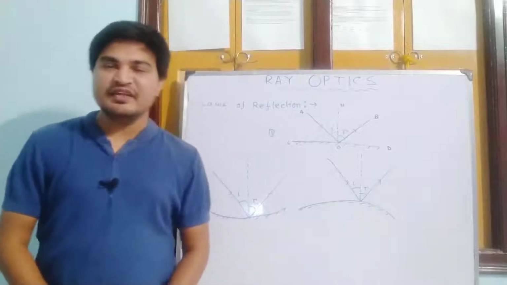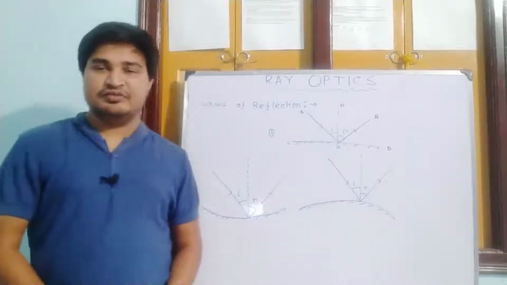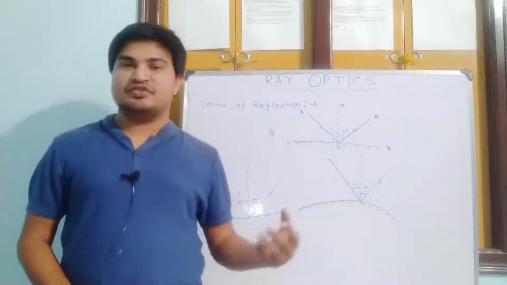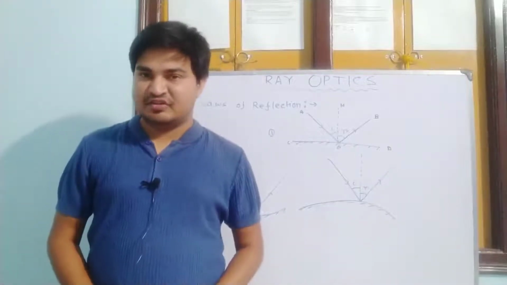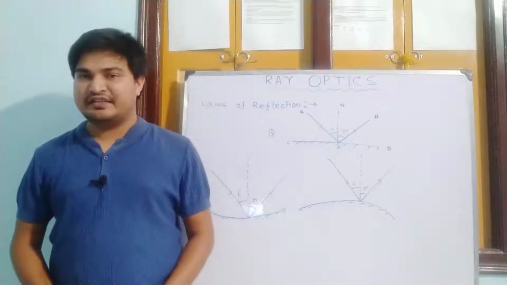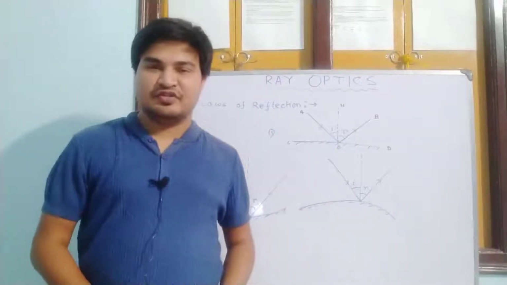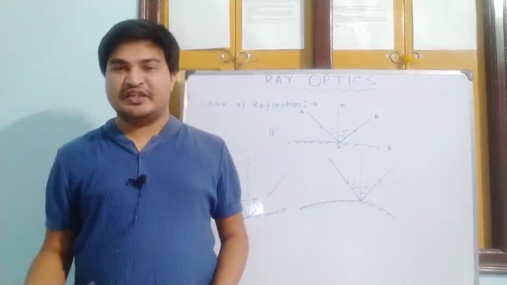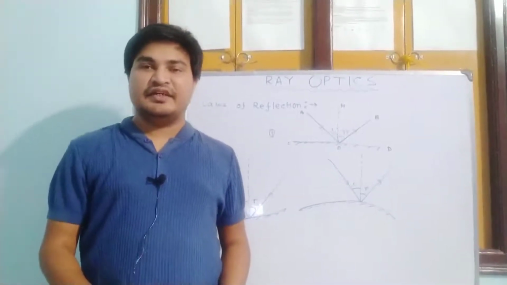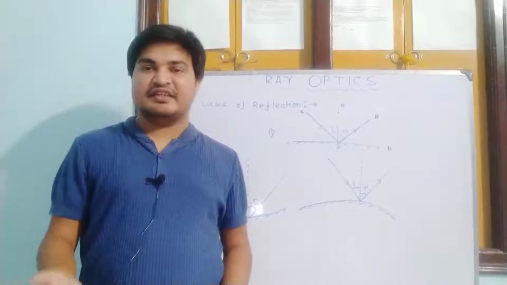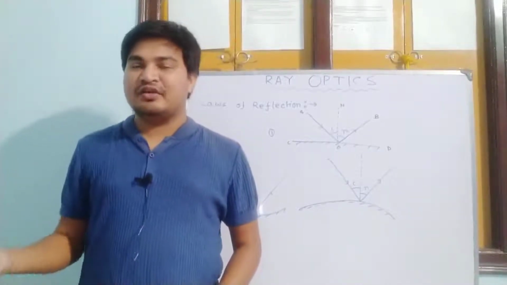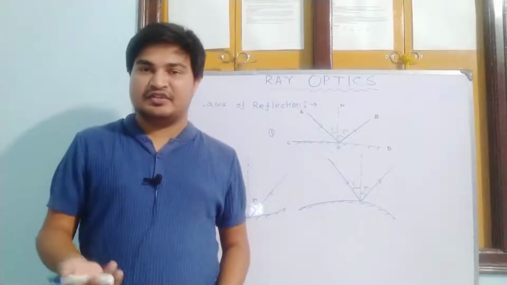Okay. Next, what do you mean by object and image? We know an object is defined as a source of light, maybe a direct source of light or an indirect source of light. Like the sun is a direct source of light, we call it a luminous source of light, and the moon, our chairs, tables are indirect sources of light, that is, they reflect the light of the sun or other luminous objects. So these non-luminous objects also act as a source of light.